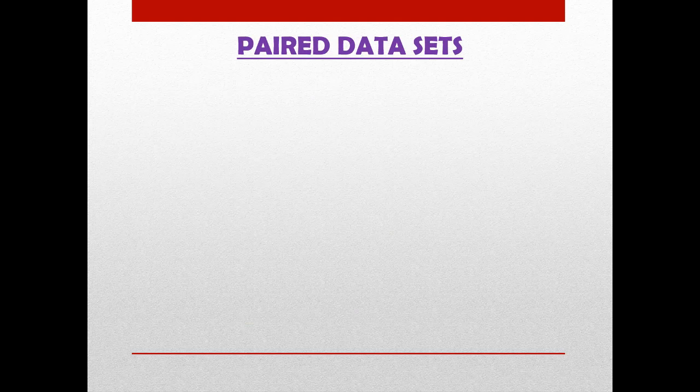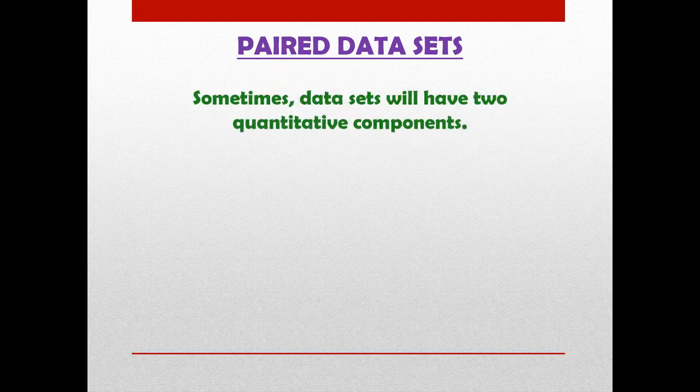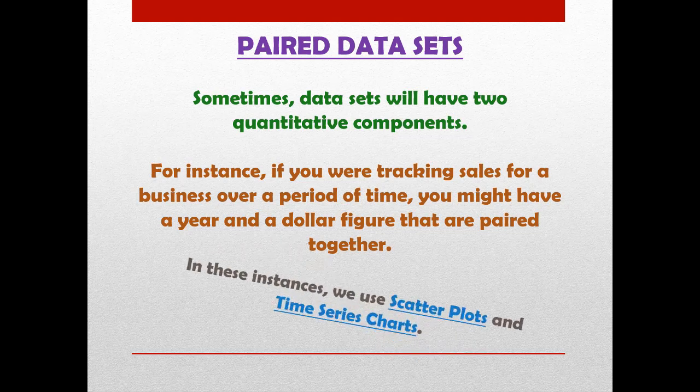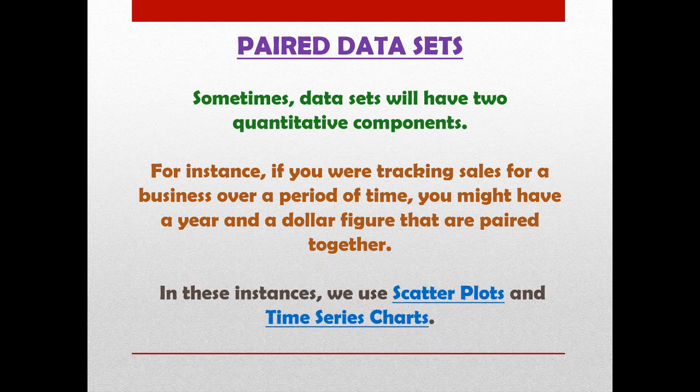So next we have different types of graphs, and these graphs deal with paired data sets. Paired data sets will have two quantitative components. Oftentimes you'll have linked values of some sort. For instance, if you were tracking sales for a business over a period of time, you might have a year and a dollar figure that are paired together. Those would be paired data values. Whenever we talk about paired data values, we have two different types of graphs that we use. We have scatter plots and time series charts.